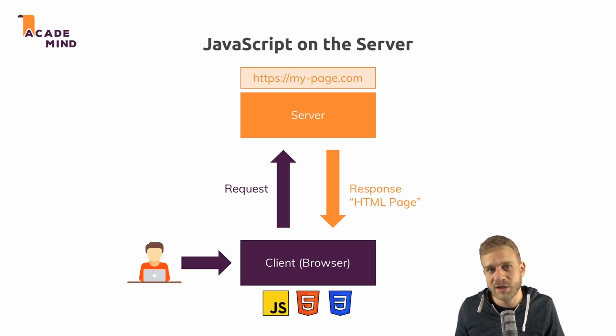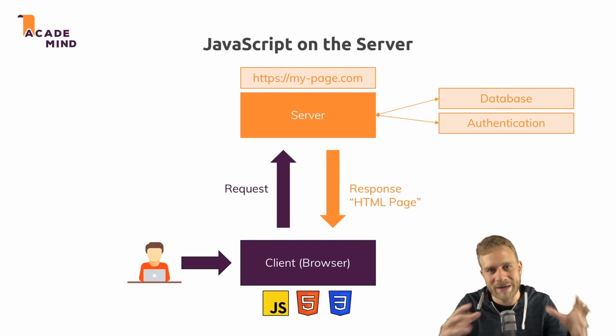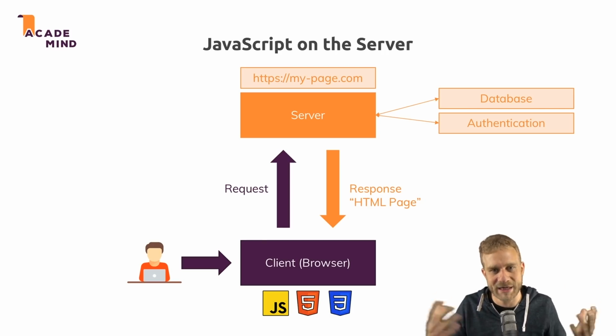Now, on the server, we typically do tasks that we can't or don't want to do from inside the browser, for performance or security reasons. We connect to databases, for example, to fetch and store data. We do user authentication, which we obviously can only do on a place the user can't access to make it more secure and avoid it being hacked.